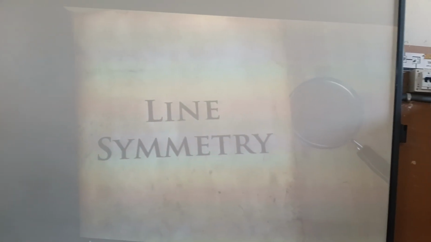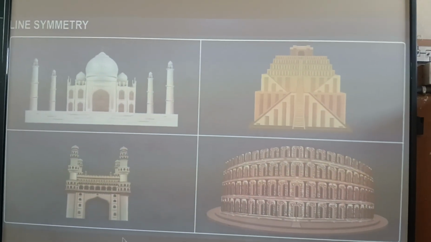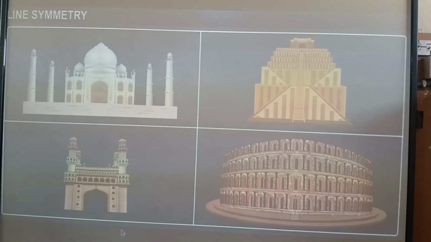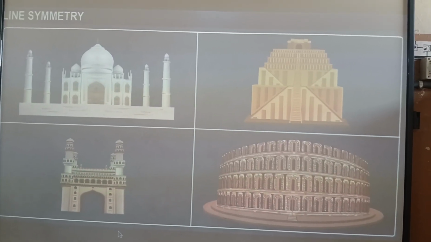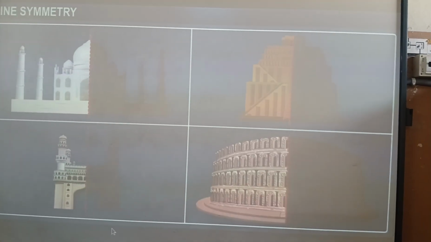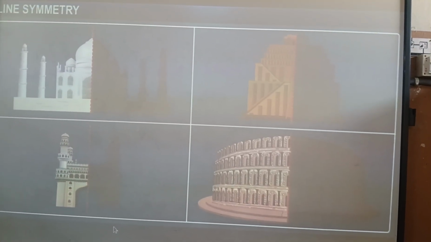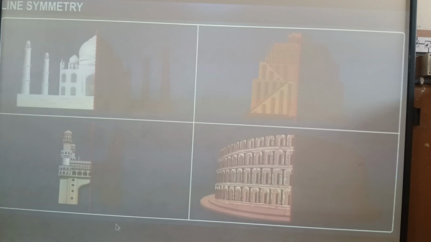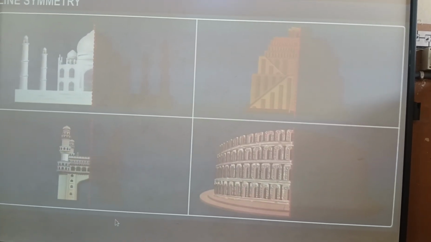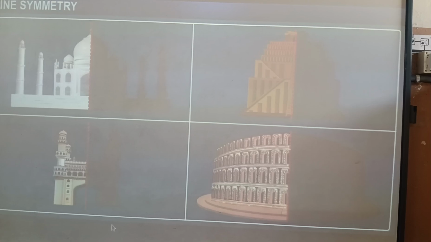You will learn about line symmetry. The pictures of some monuments known for their architectural marvel are given here. If a straight line is drawn through them and the pictures are folded along this line, we can see that the left half is exactly matching the right half. These pictures are said to have line symmetry.